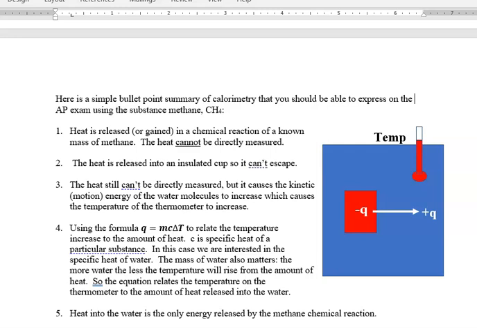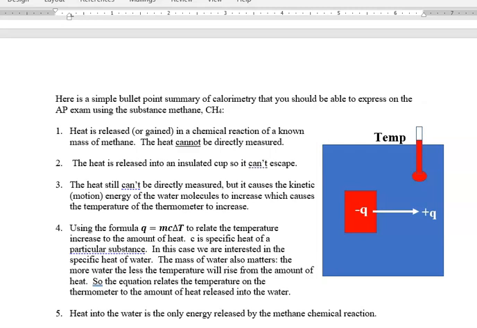Now, we don't have a way to measure heat directly. There's no thing called a heatometer that we can measure heat with. So heat cannot be measured directly. The heat is released into an insulated cup or a container, so it can't escape. The heat still can't be directly measured, but it causes the kinetic energy or motion energy of the water molecules to increase, which causes the temperature at the thermometer to increase.